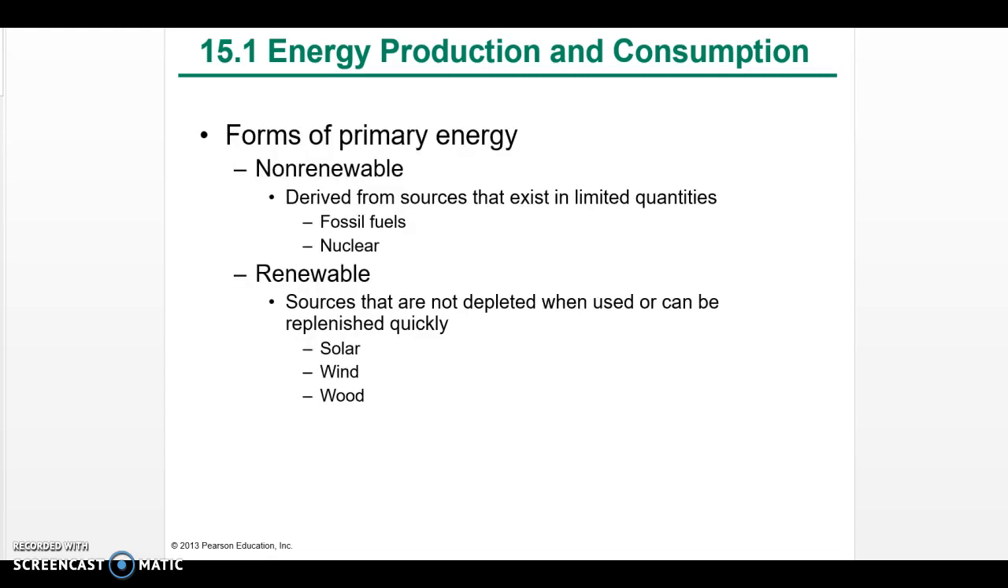So when we talk about the forms of primary energy, they can be divided into two subsections, either renewable or non-renewable. Non-renewable are derived from sources that exist in limited quantity. You're talking about your fossil fuels, your uranium, all of your different types of non-renewable resources. That is coal, oil, etc. Your renewable are sources that are not depleted when used or can be replenished quickly, and this is solar, wind, wood, etc.